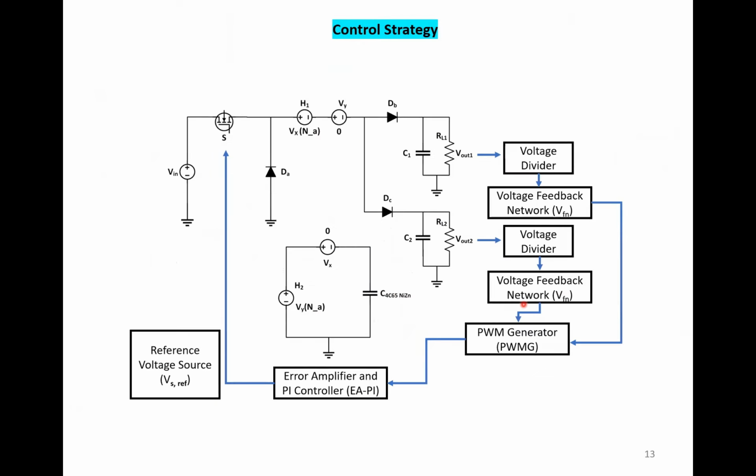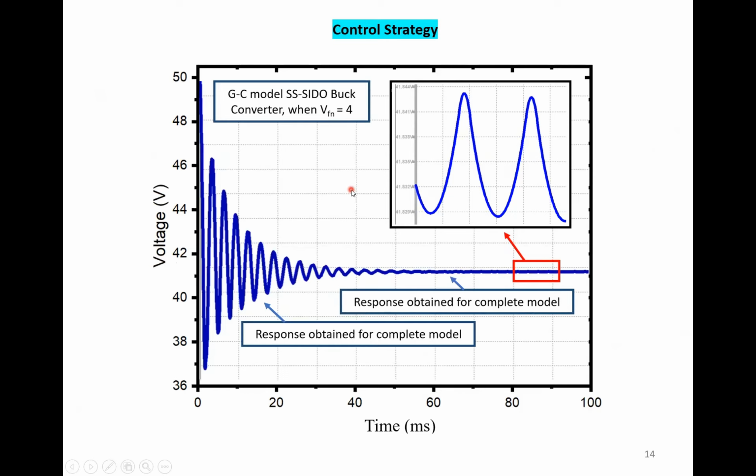As we have proposed a new method, we need a new control strategy. We are using voltage mode control using a PI controller. When we are using the reference voltage, we are getting nearly 40 volt, which means that this control strategy is working perfectly.